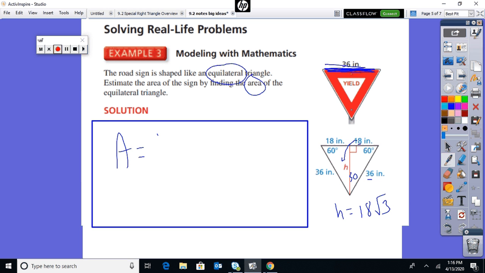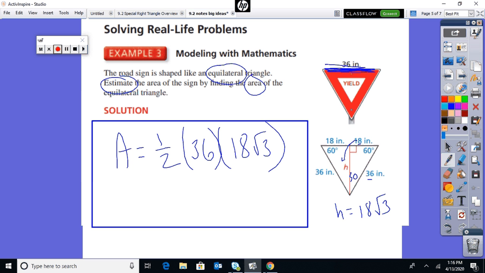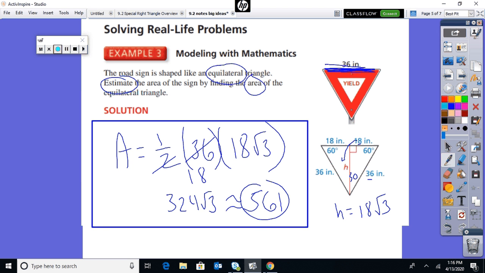So now when you find the area, 1/2 base times height, the base is 36, the height is 18 roots of 3. Now it wants an estimate, so you could put that in your calculator. Let me reduce it for you algebraically. That's 18 times 18, which is 324. So 324 roots of 3. Put that in your calculator. So that gives me about 561. So if they want an estimate, then you want to put it in your calculator. If they want an exact answer, you leave it as 324 roots of 3.